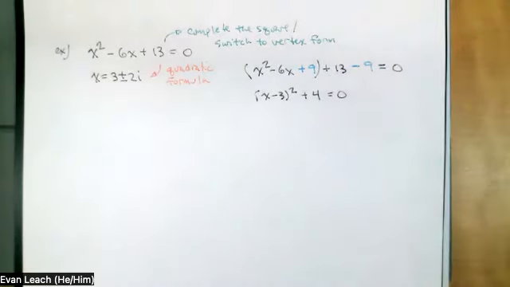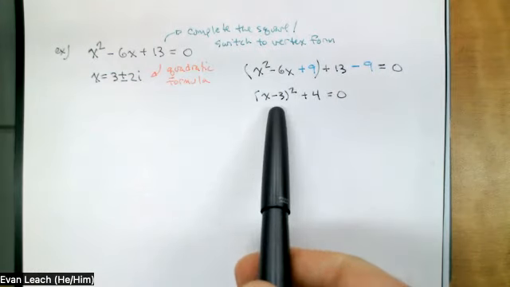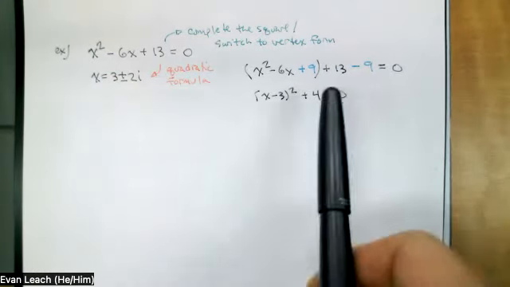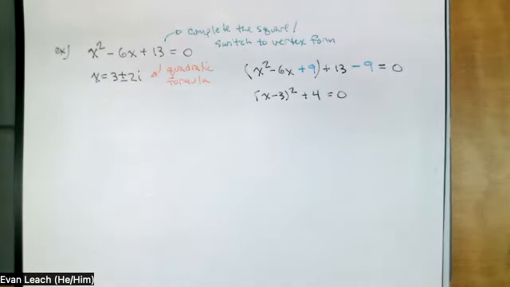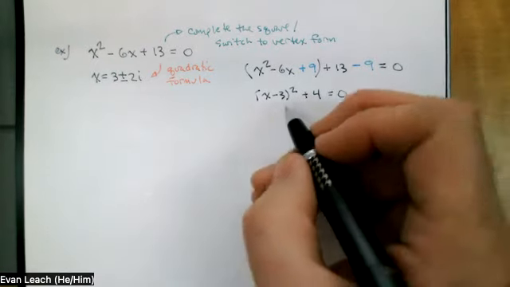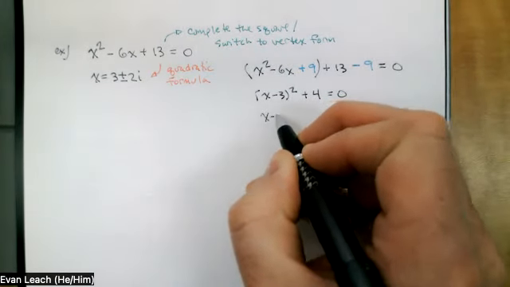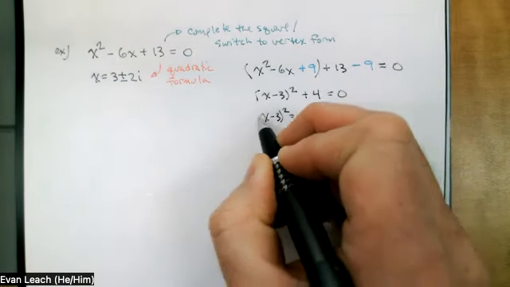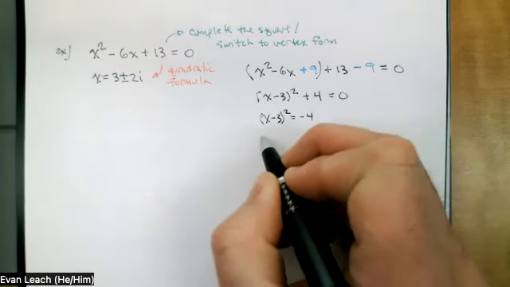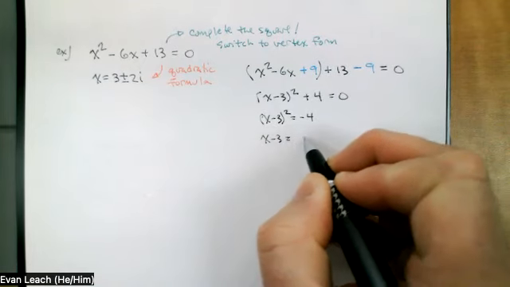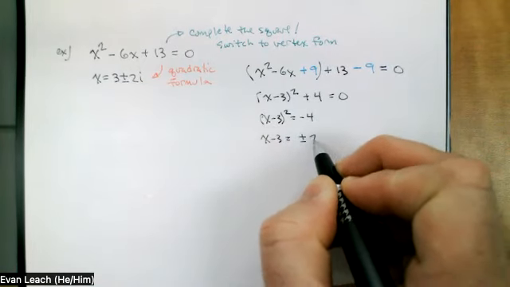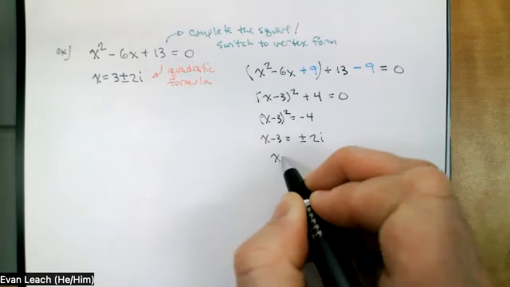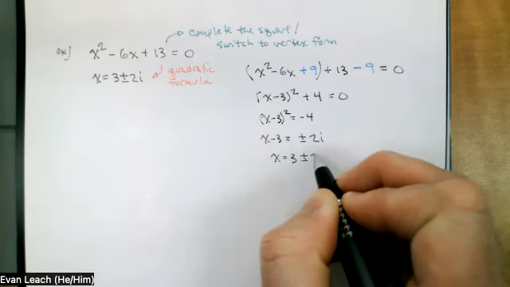So here's your 3 in the vertex. There's the 4, sitting above the x-axis, giving you no real zeros. But if we just solve by doing inverse operations in reverse order, then x minus 3 squared is negative 4. So x minus 3 is plus or minus 2i. And so x is 3 plus or minus 2i.